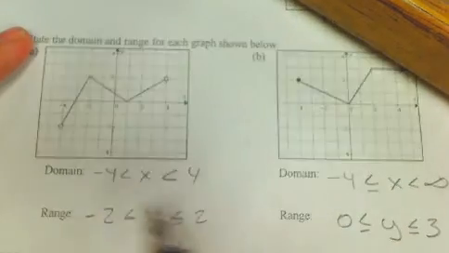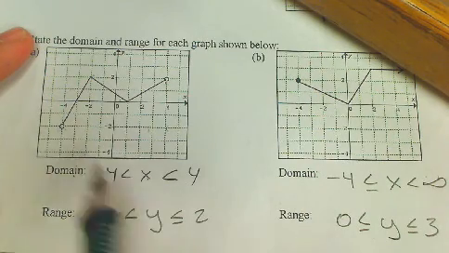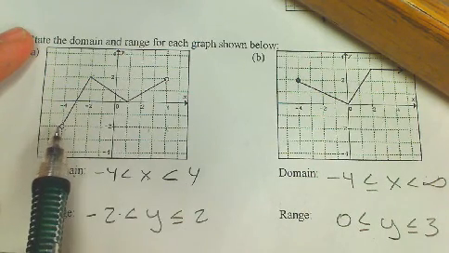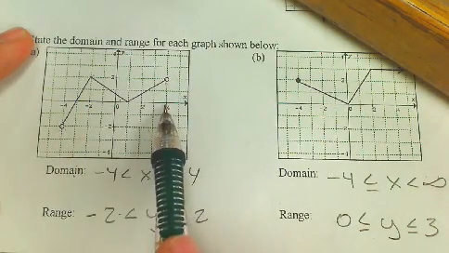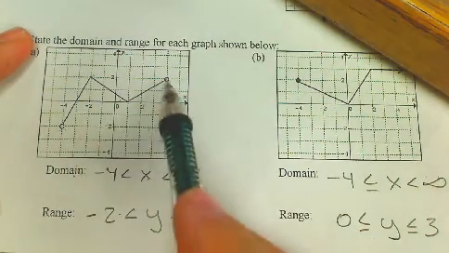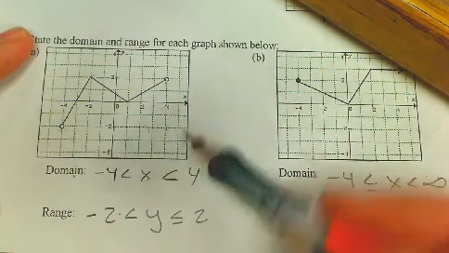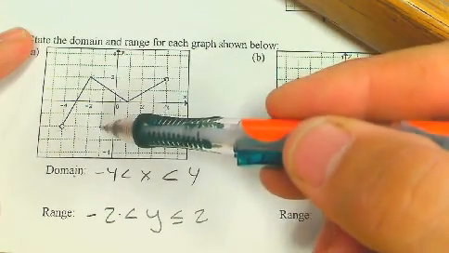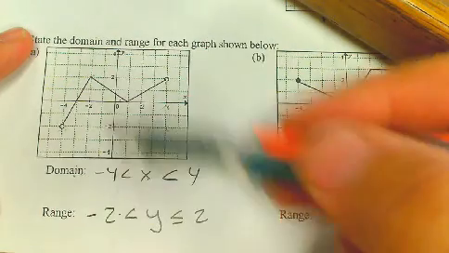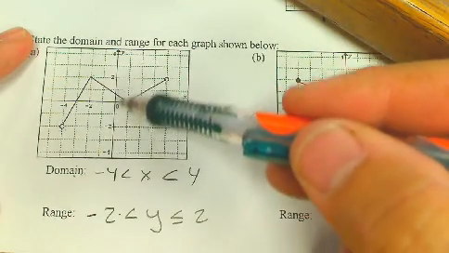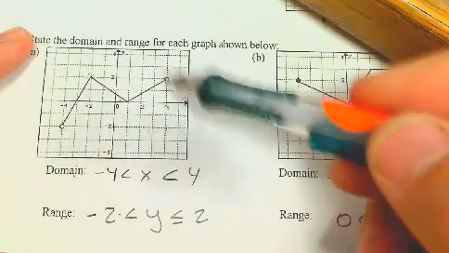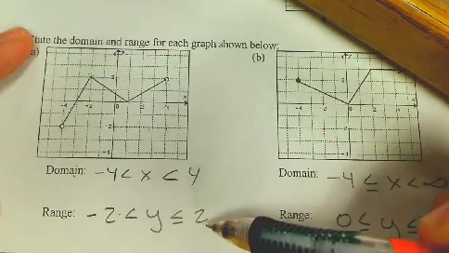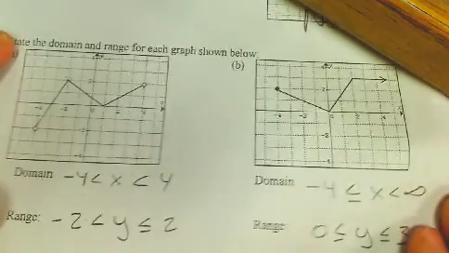So here's my domain, which is my possible x values. So my smallest x is negative 4, and it cannot equal negative 4. My largest x value is 4, and it cannot equal 4. My smallest y value is at negative 2, but it cannot equal it. And my largest y value is at 2, and it can equal it here. Not there, but here it can. So as long as it equals it somewhere, it is it.